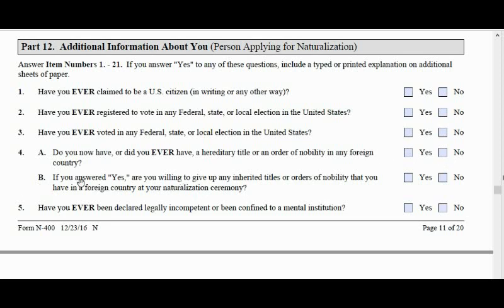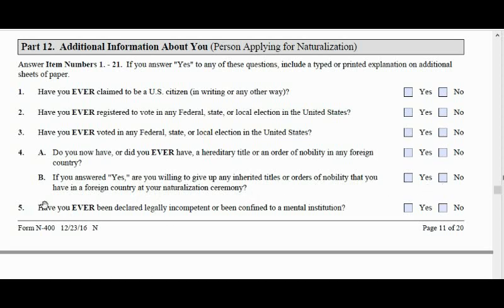On B: if yes, are you willing to give up any inherited title or order of nobility that you have in a foreign country at your U.S. naturalization ceremony? If you are willing to give up that title, that privilege, then you check yes. If not, you check no.